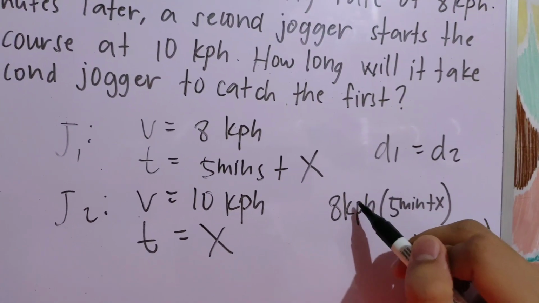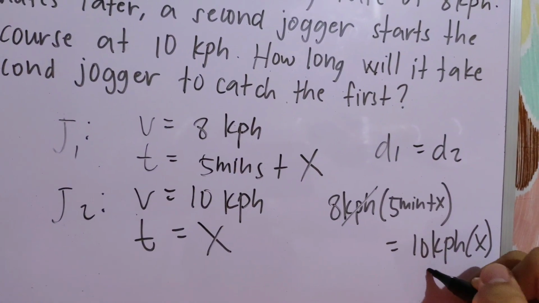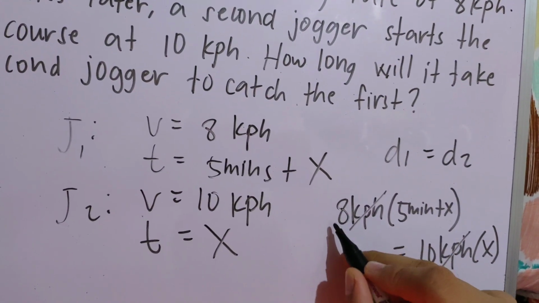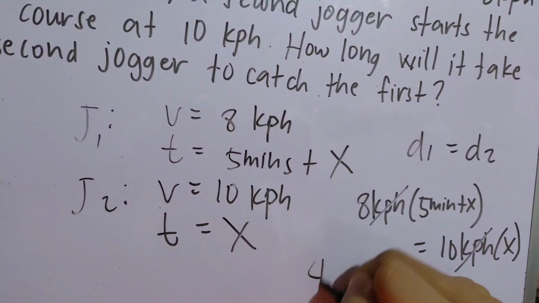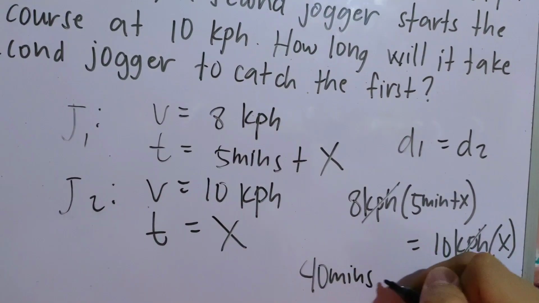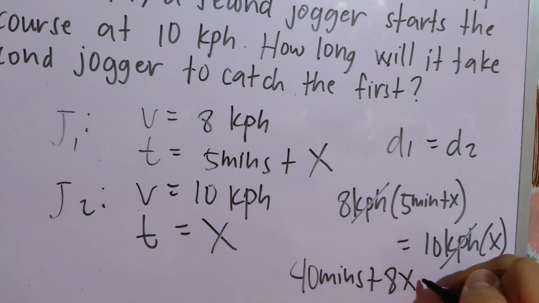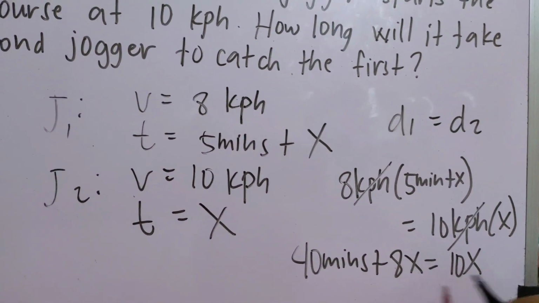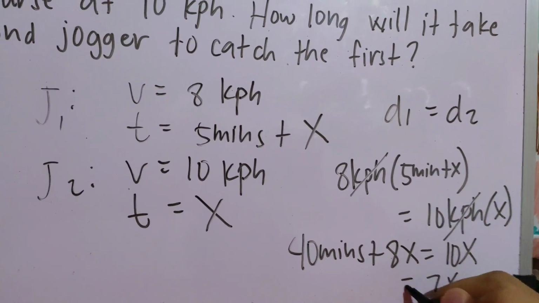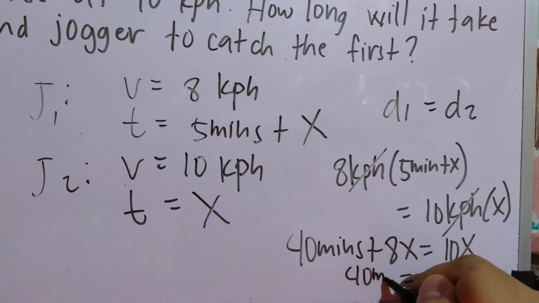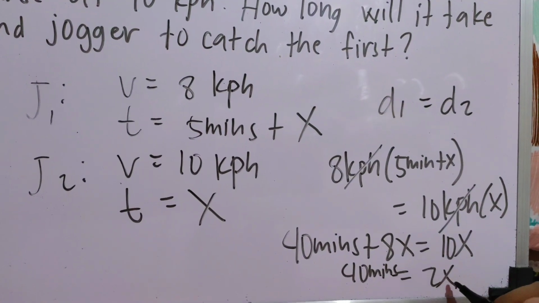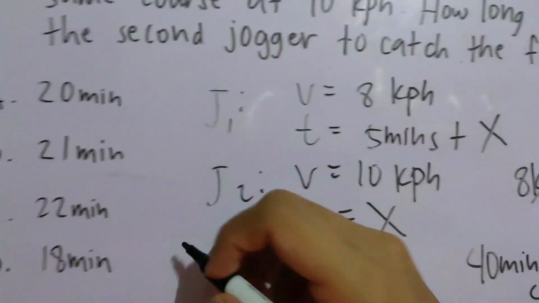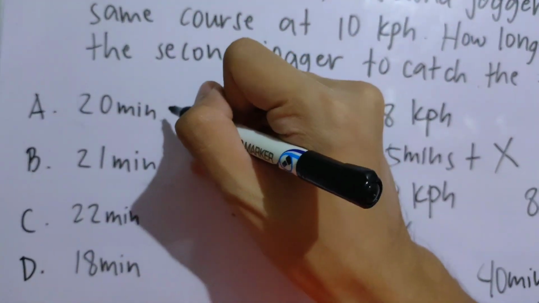So una, i-cancel muna natin yung kph, kasi both sides of the equation naman nakamultiply ng kph. So matitira na lang dito, multiply na rin natin yung 8 dun sa loob. Magiging 40 minutes plus 8x is equal to 10x. So i-minus natin yung 8x sa kabila, magiging 2x lang to is equal to 40 minutes. So para makuha natin yung x, divide lang natin ng 2 yung 40 minutes. So ang tamang sagot dito ay 20 minutes. So 20 minutes ang tamang sagot, letter A.